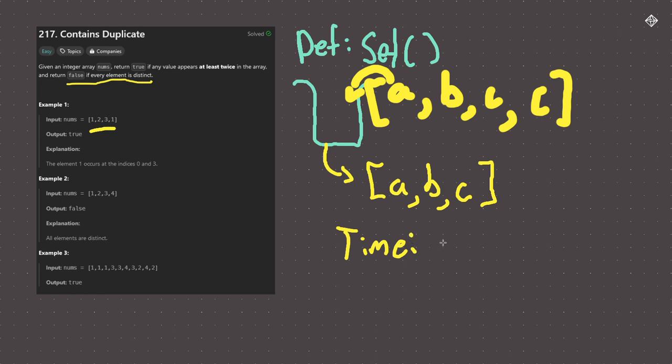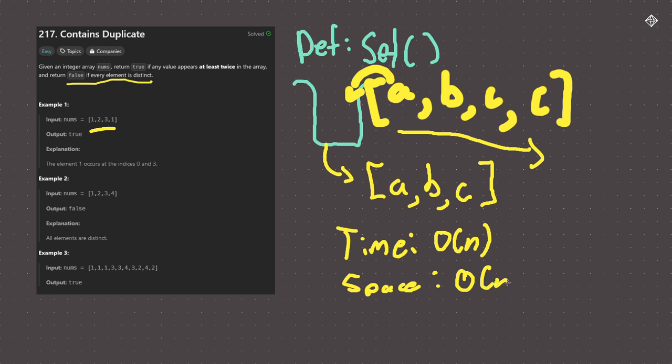That solution has a time complexity of O of n, because we only have to iterate through the first array once. And a space complexity also of O of n, because we create our set, and our set is of the same size as our original array.